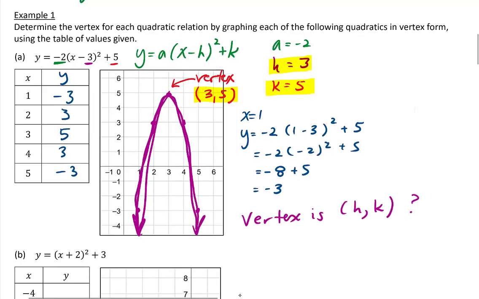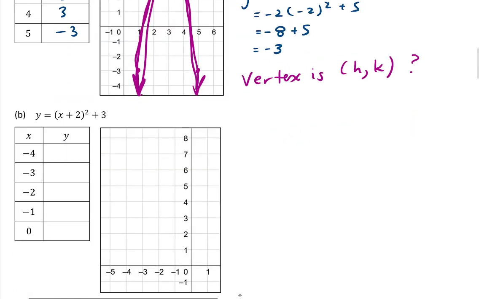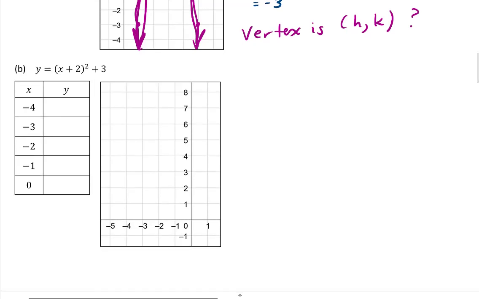Well, let's try it again and see if that's true. So let's look at one more equation in vertex form. y equals (x plus 2) squared plus 3. If we take a look at this again, we see our a value is 1. We see our h value is -2, because remember it's x minus h, so x minus -2 gives me x plus 2. And finally, we see our k value is equal to 3. So based upon what we saw before, our vertex should be at (-2, 3).